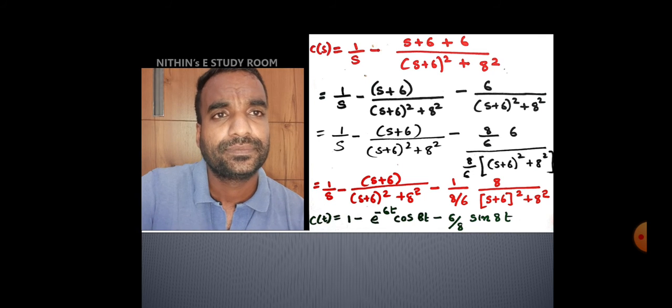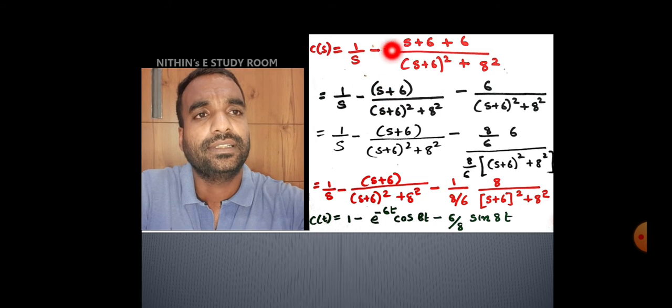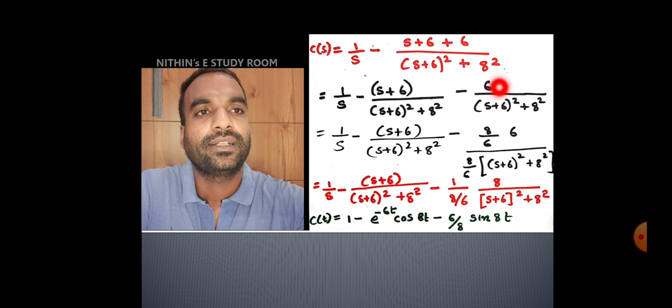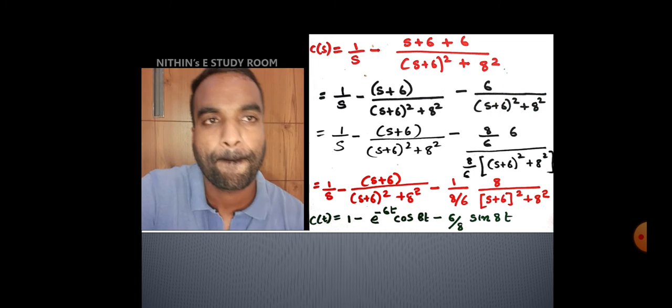Okay, let us check. So now C of s is in this form. Now I am going to split, avoiding this minus 6. Here minus is there, so it will be minus 6. I am taking this minus 6 outside, with all the denominators s plus 6 square plus 8 square. Just split the numerator.